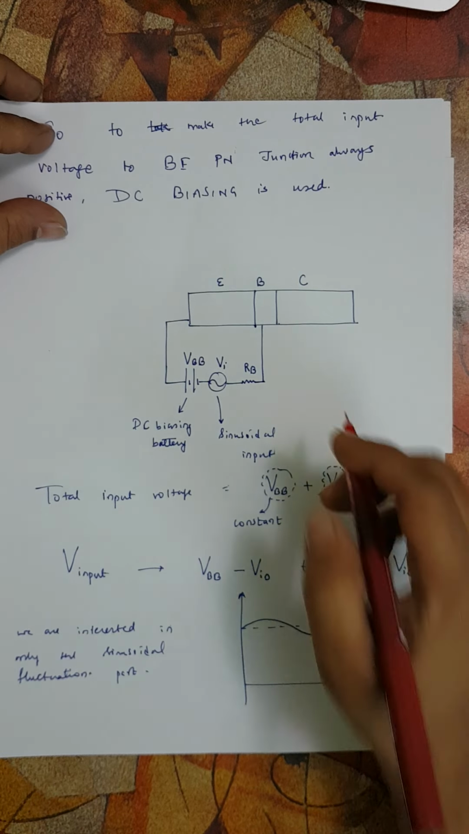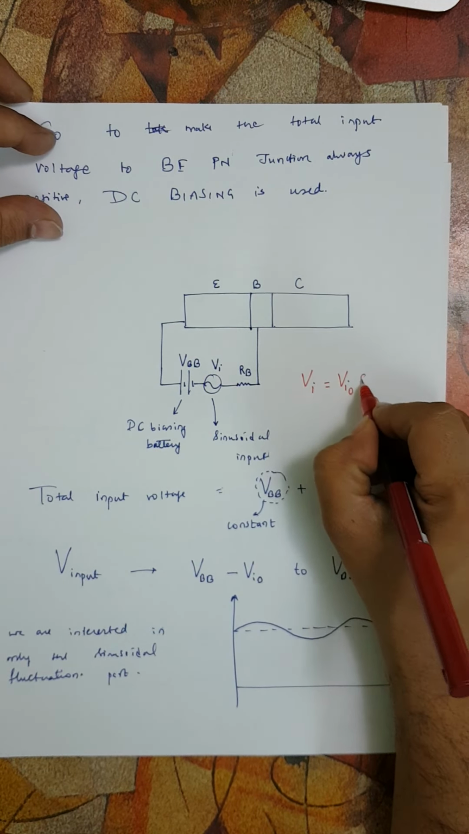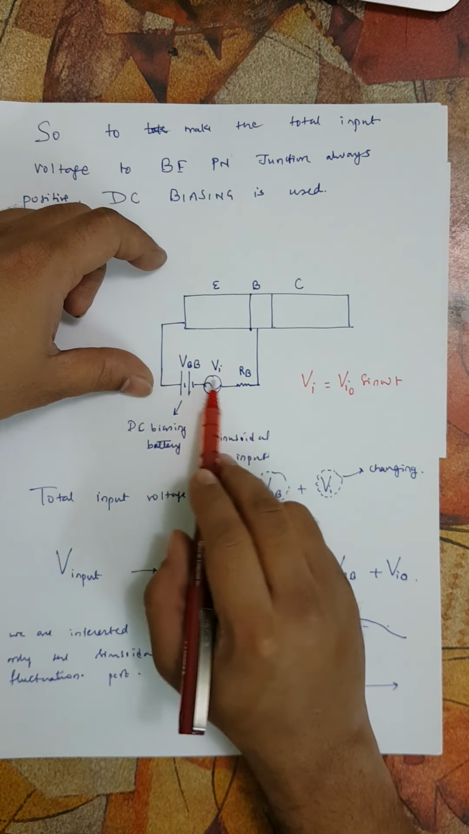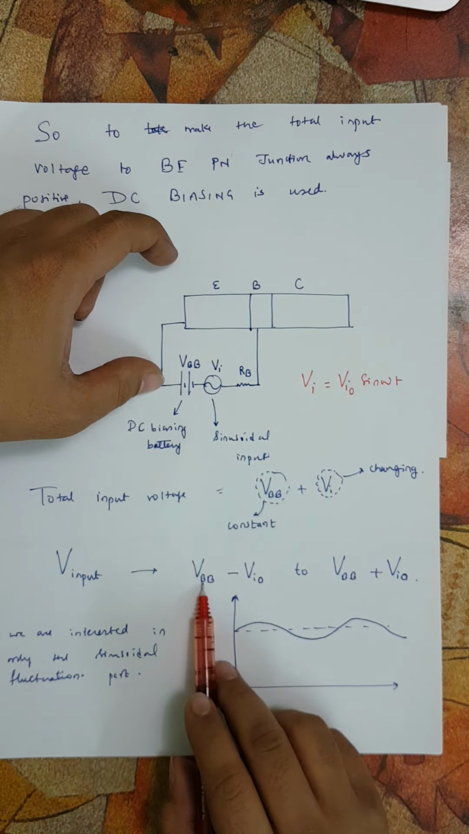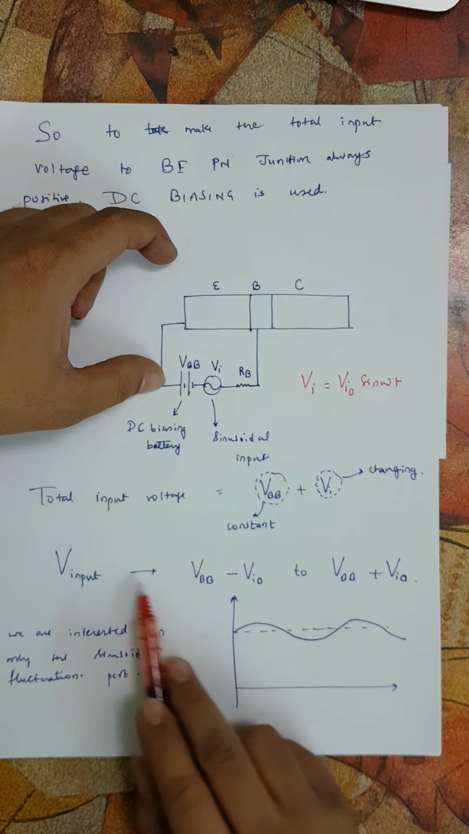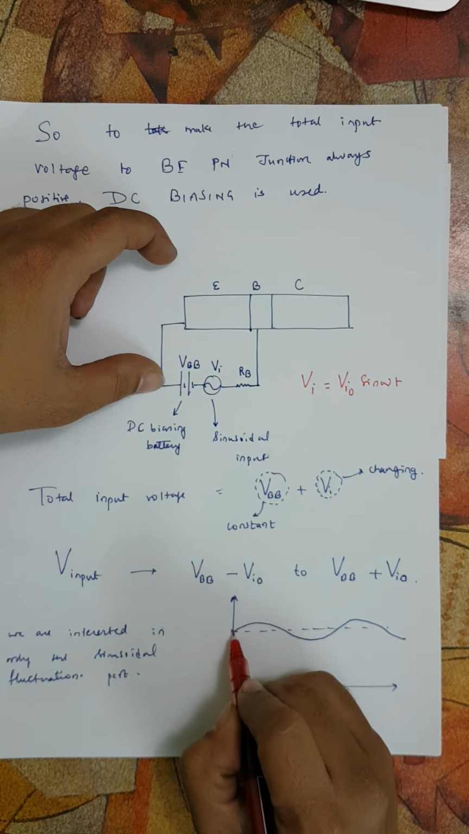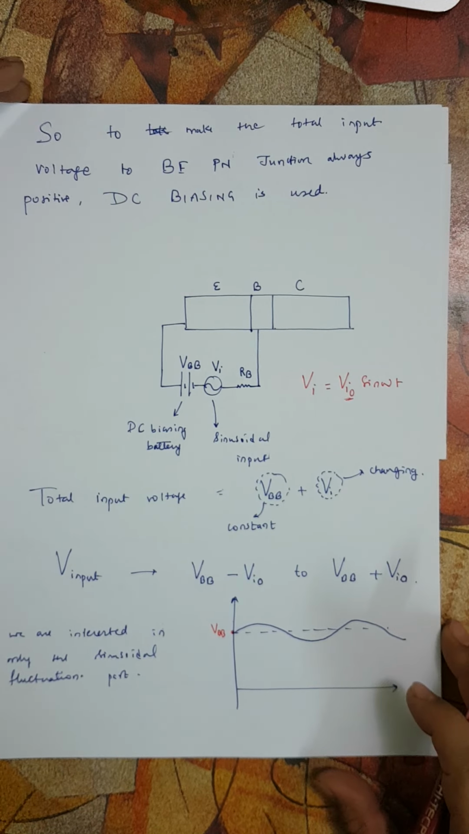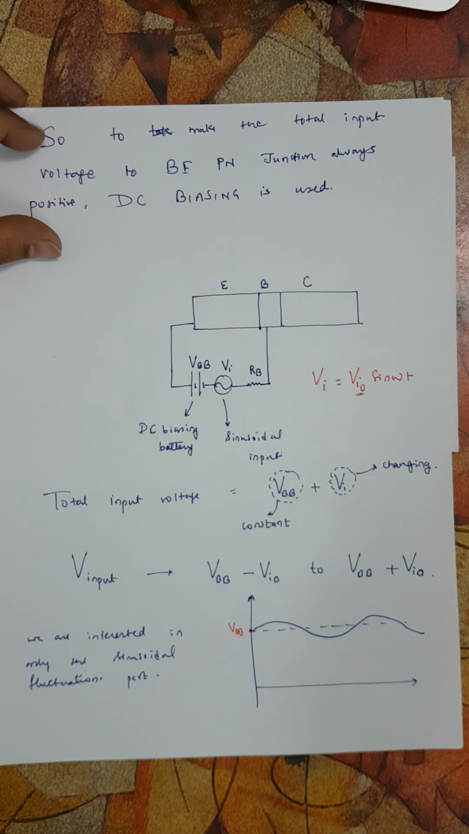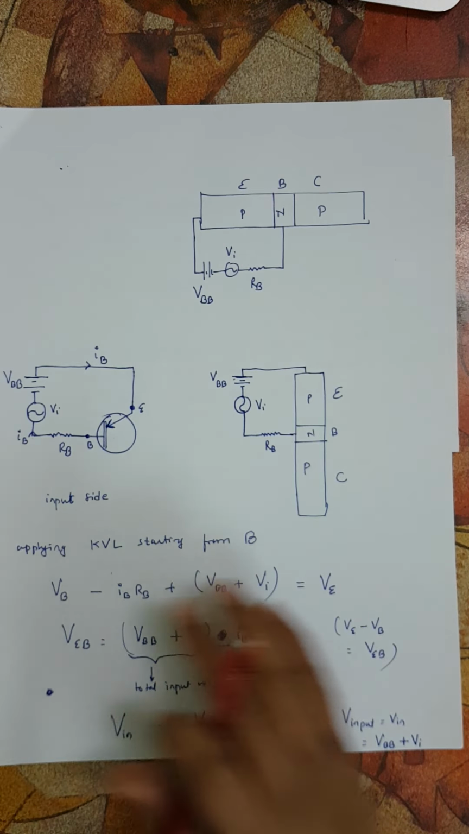See, if we assume this VI to be equal to VIO sin omega t, then when it is positive, not a problem, both get added up and we get a total of VBB plus VIO. But when this becomes negative, then the total input voltage becomes minimum, and at the maximum negative the minimum input voltage will be VBB minus VIO. So this is how it varies. So this is VBB, and it goes up by VIO, it goes down by VIO. VIO is the amplitude of the sinusoidally fluctuating input signal which we want to amplify. So that is the input side here.